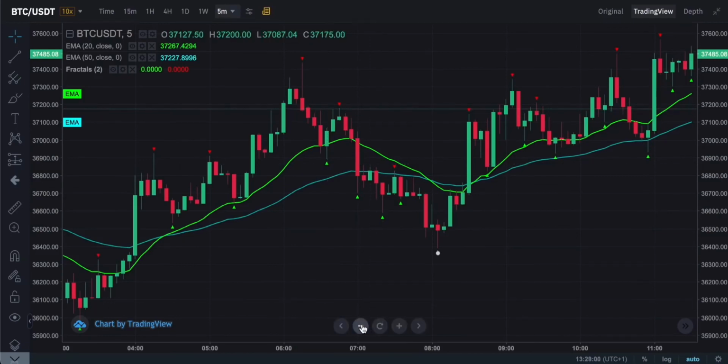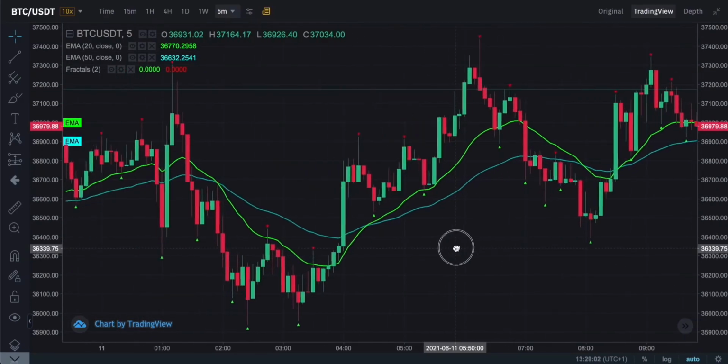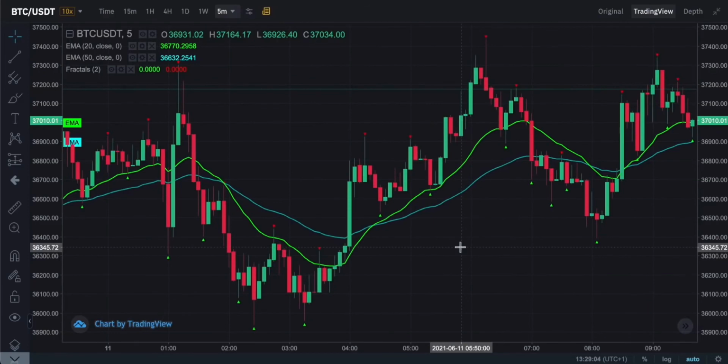Now what we want to do is find an area in the chart where a candlestick and a fractal is printed in between the 20 and the 50 period EMA. When the 20 is above the 50, this is known as a bullish move, because what it's telling us is that the shorter term trend is above the longer term trend. And so the short term trend is to the upside in quite a strong bullish fashion.